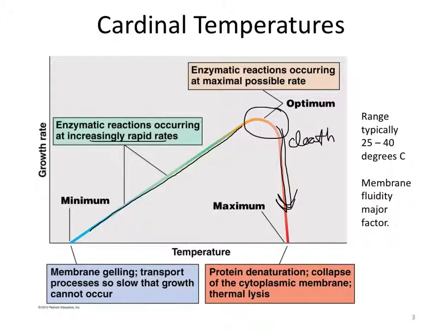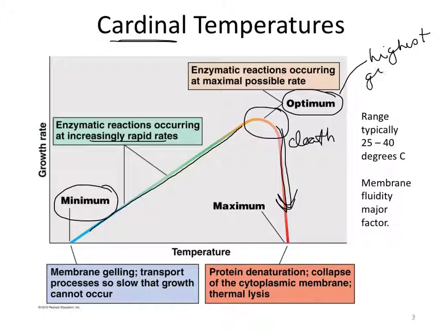Okay? So for each organism, there are a set of what are known as cardinal temperatures. That means a minimum temperature at which the cell can grow at all, an optimum temperature where growth rate is the highest possible for that organism, and then a maximum temperature beyond which you will see protein denaturation, collapse of the cytoplasmic membrane, thermolysis, and death. Those are the cardinal temperatures, and they will be unique for each particular species or even subtype of species found in different environments.